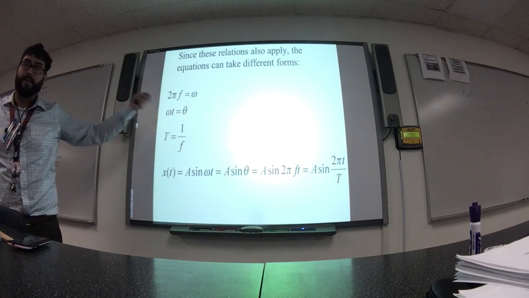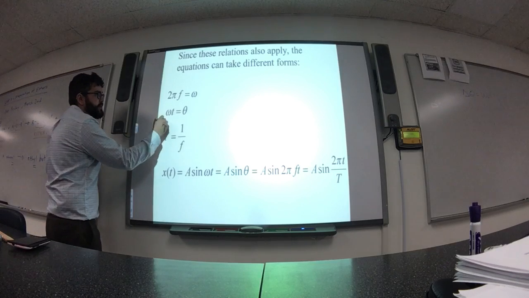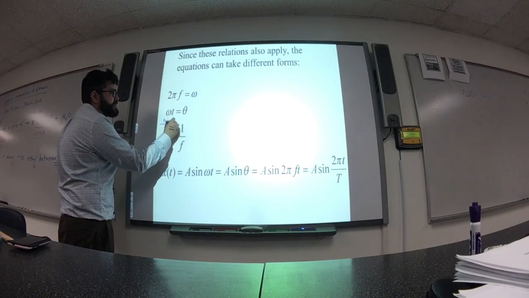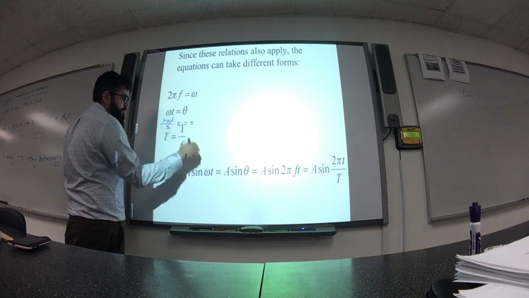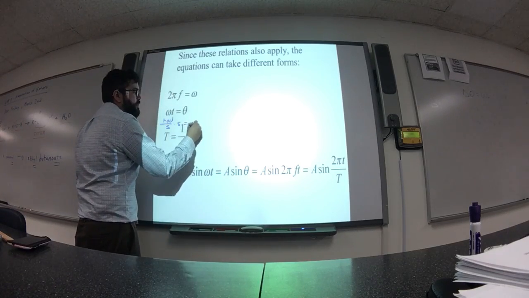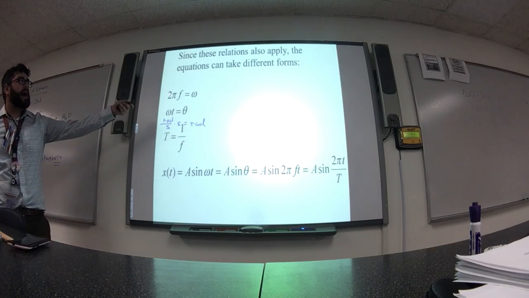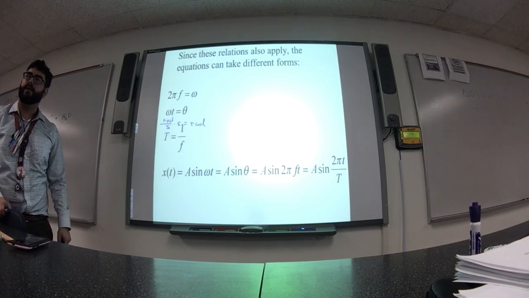Omega t, we said, was theta. It is the angle. If we look at this in terms of units, this is radians per second times seconds is, I don't know why I thought radian starts with S, radians. So omega t is radians. That makes sense. Now, how does 2 pi frequency give me omega?